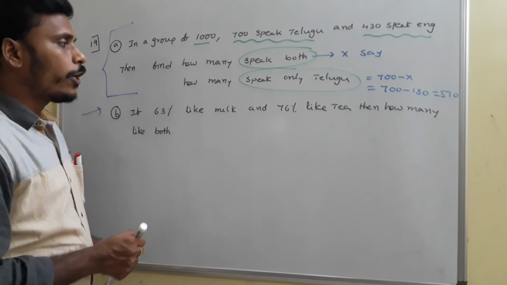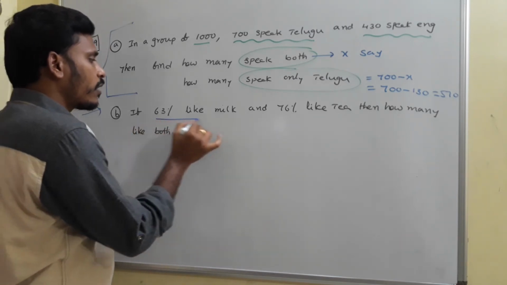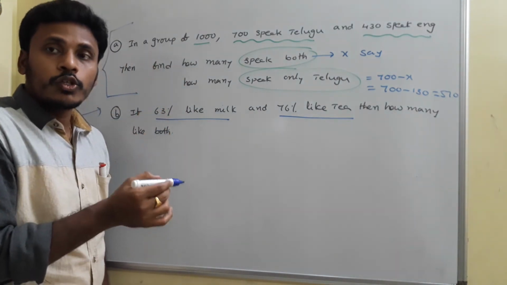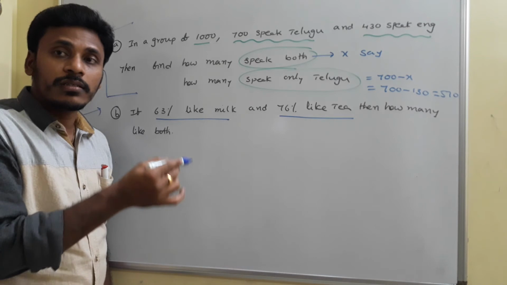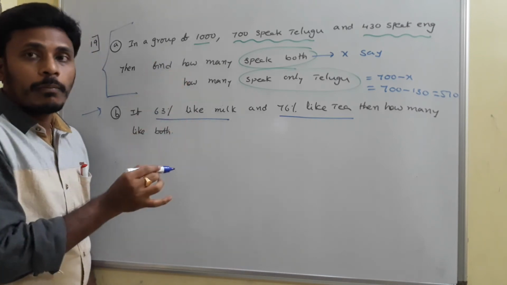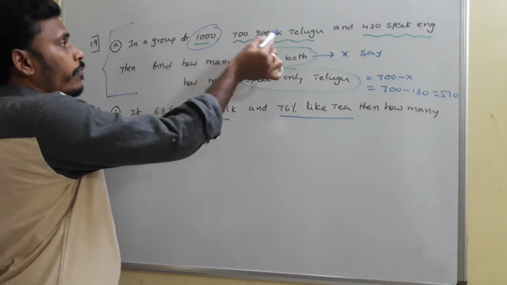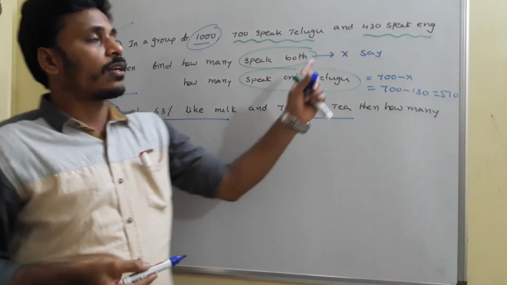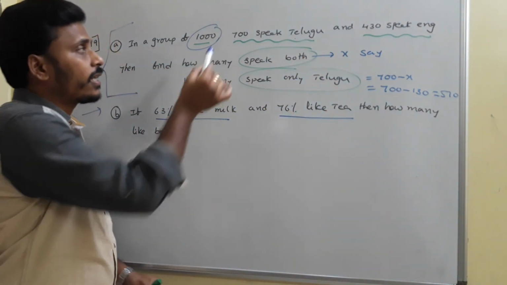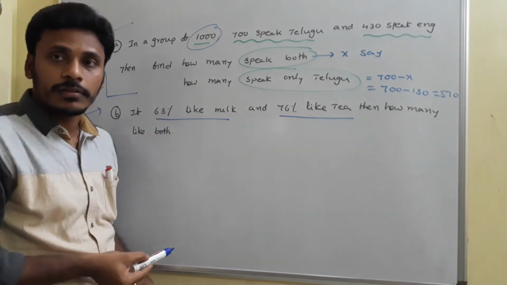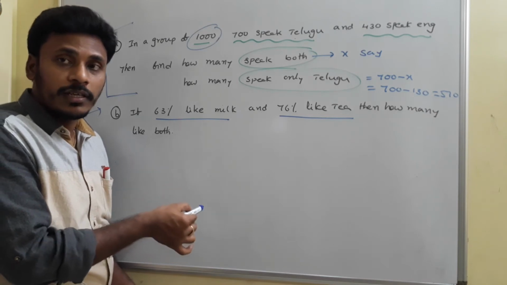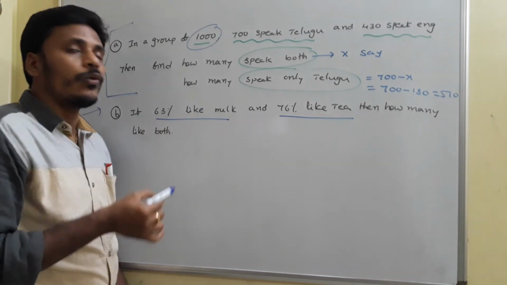Okay, see, since 63% like milk and 76% like tea, the problem involves percentages, so you need to consider the total persons involved in the problem as 100. See, for the above problem, the total persons are 1000, 700 speak Telugu and 430 speak English. Like Telugu and English, in this problem we have milk and tea. Like these numbers, we have 63 and 76. The total number of persons involved is 100 here, not mentioned here, but since it is in percentage format, you need to treat it like that.